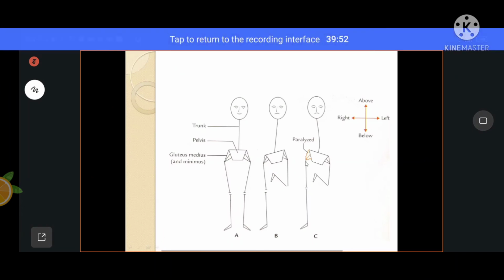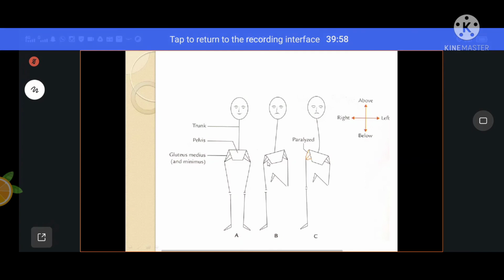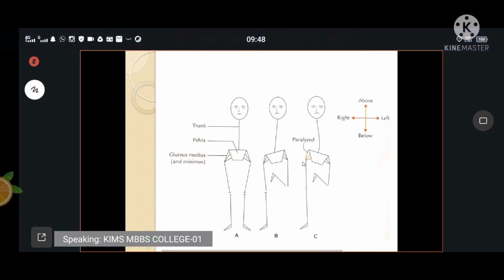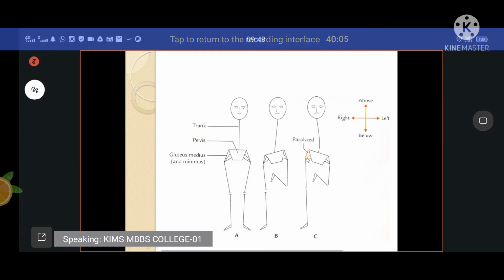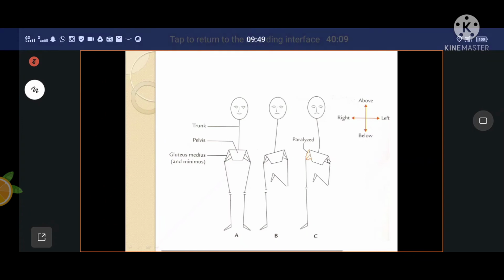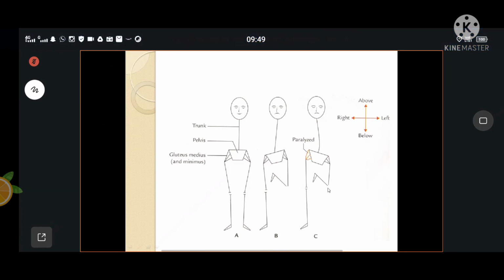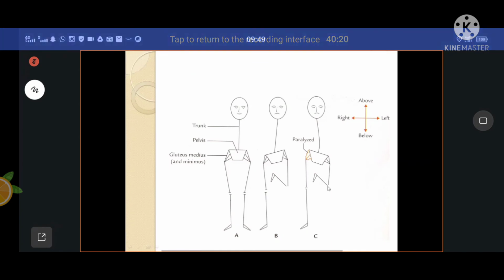So if the gluteus medius muscle and the gluteus minimus muscle are paralyzed on the right side, then what will happen when you are walking during the swing phase? The pelvis on the left side will sag downwards, and that is called Trendelenburg's sign, right?